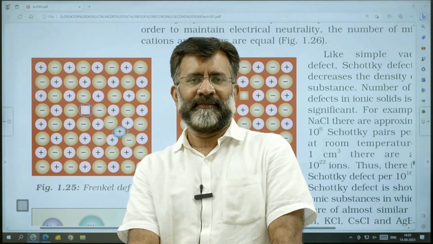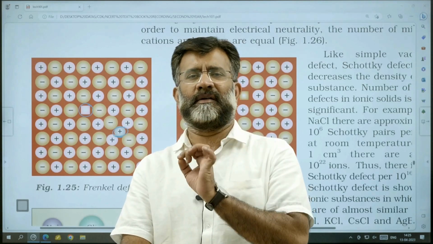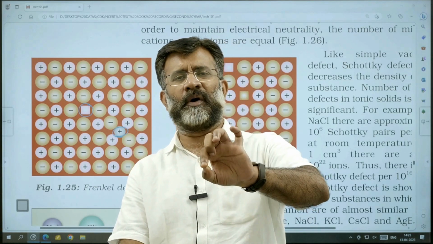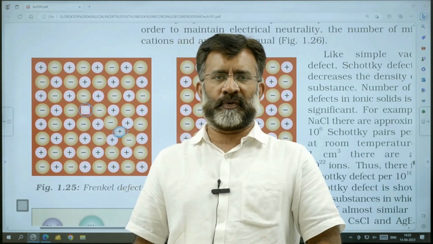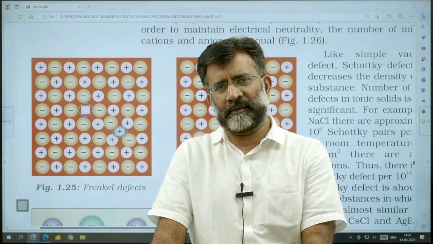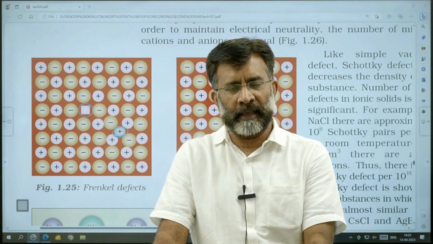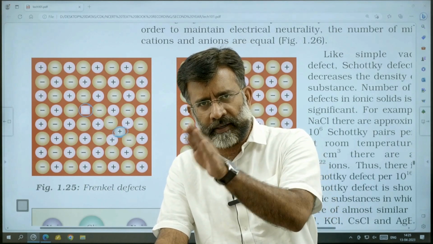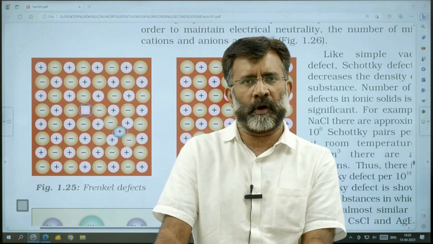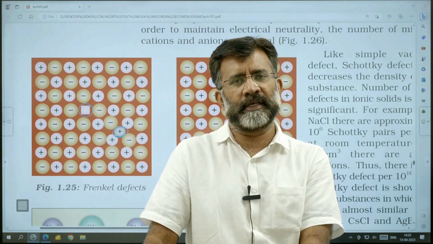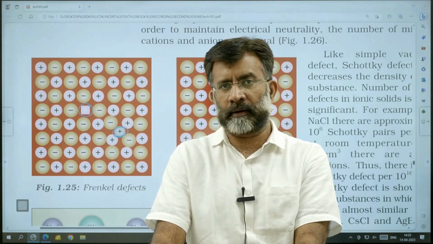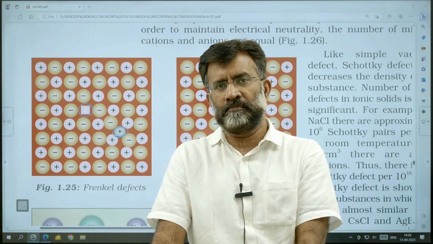Okay. Whenever the cations are very small, this kind of defect is observed. We find some ions are missing from its original point and found to be available in the nearby void. That is called a Frenkel defect. There is no density change because no particles are missing. It is only misplaced.